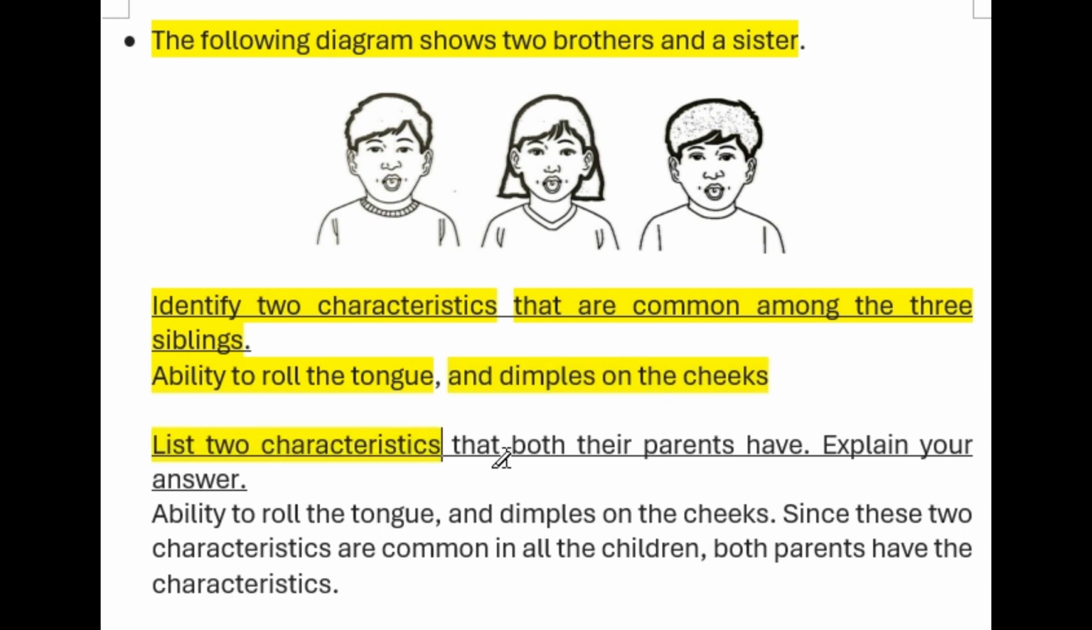List 2 characteristics that both their parents have. Explain your answer. Ability to roll the tongue and dimples on the cheeks. Since these 2 characteristics are common in all the children, both parents have the characteristics.